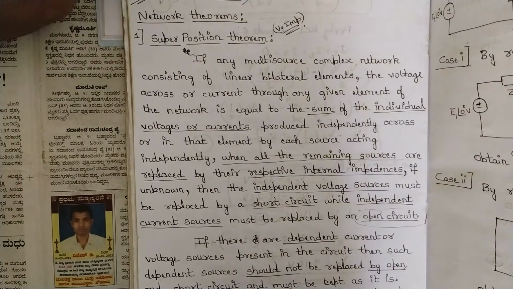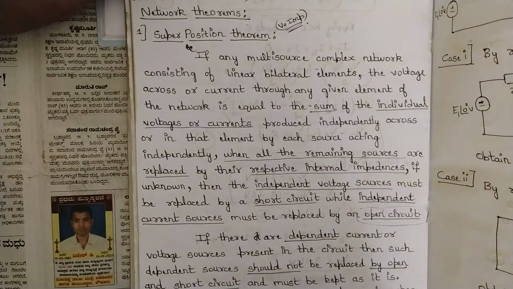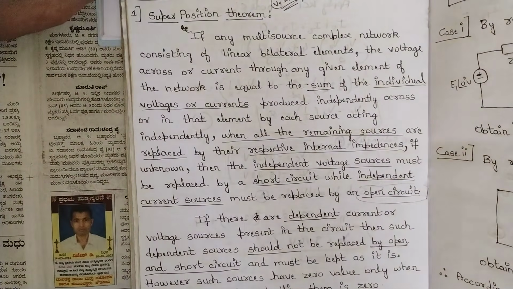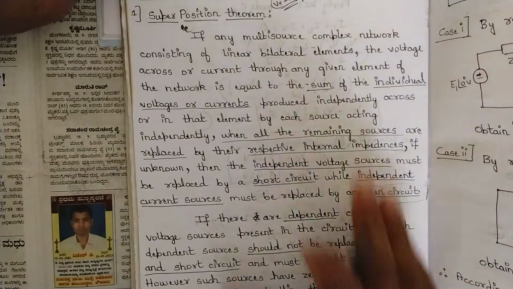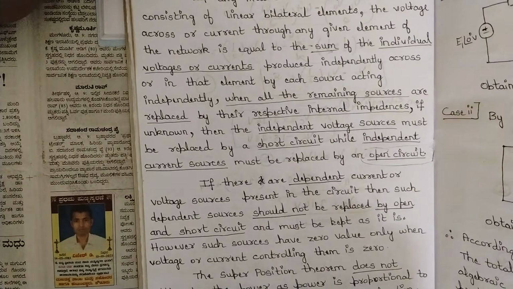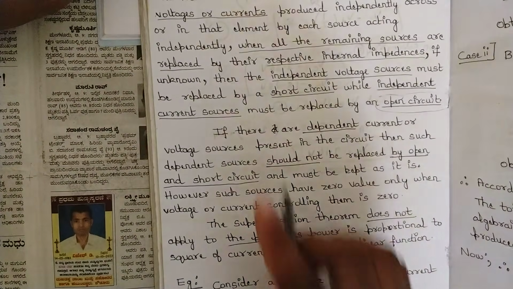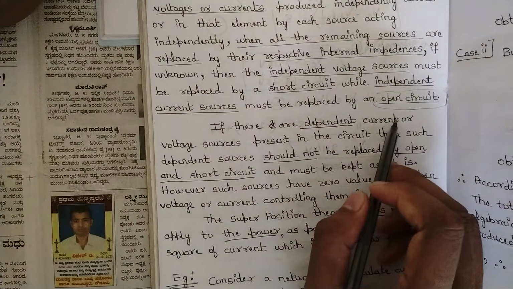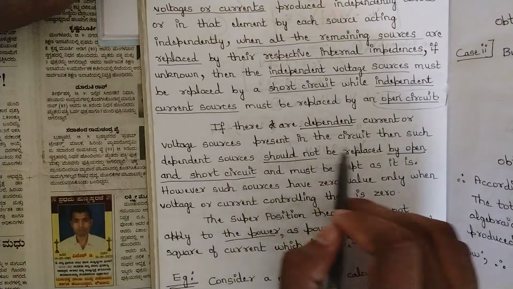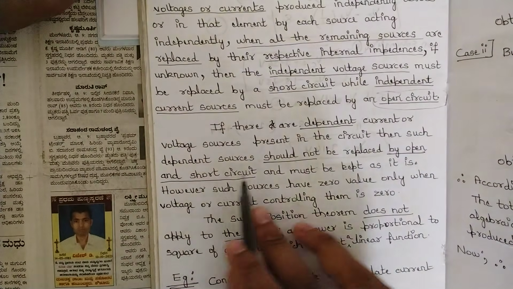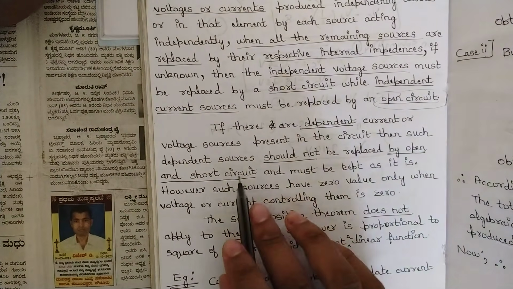Okay, short circuit. That we are going to see when we are solving problems related to the superposition theorem. That will make it clear. So now just try to analyze and understand this statement. The next point is, if there are dependent current or voltage sources present in the circuit, then such dependent sources should not be replaced by open and short circuit.